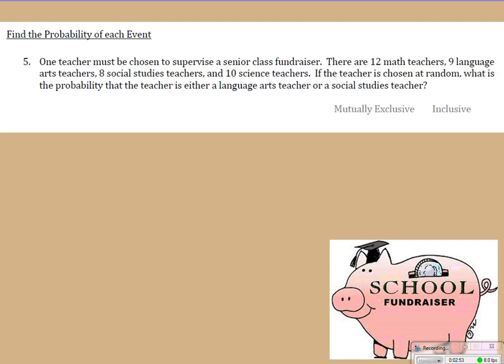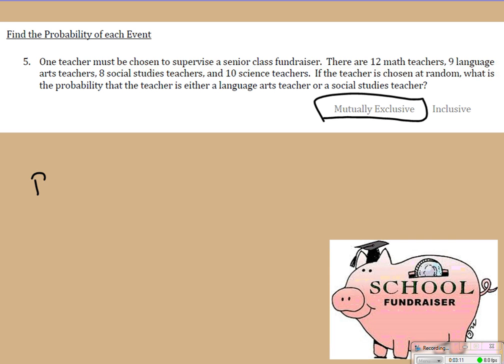So one teacher must be chosen to supervise a senior class fundraiser. 12 math, 9 language, 8 social, 10 science. If a teacher is chosen at random, what's the probability that teacher is either language arts or social studies? All right, we're going to pretend that there's people that don't teach both, and we're going to say that that's going to be mutually exclusive.